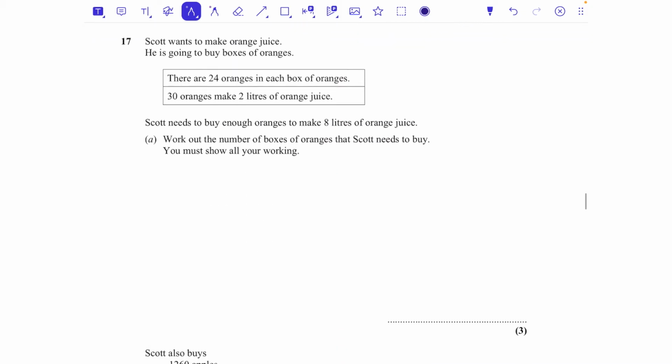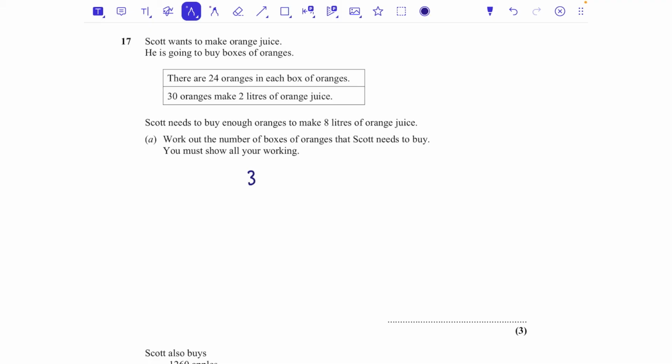Question number 17. Scott wants to make orange juice, and he's going to buy boxes of oranges. There are 24 oranges in each box of oranges, and 30 oranges make 2 litres of orange juice. Scott needs to buy enough oranges to make 8 litres of orange juice. Work out the number of boxes of oranges that Scott needs to buy. You must show all your working.